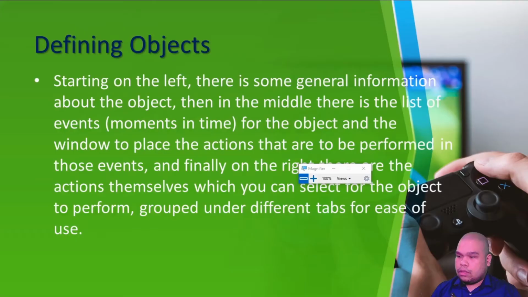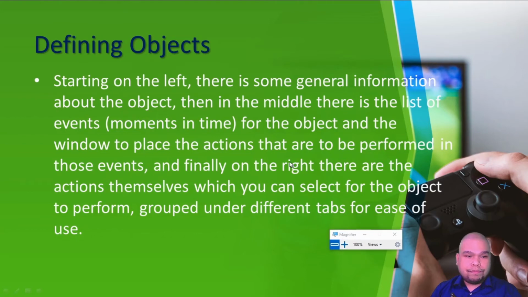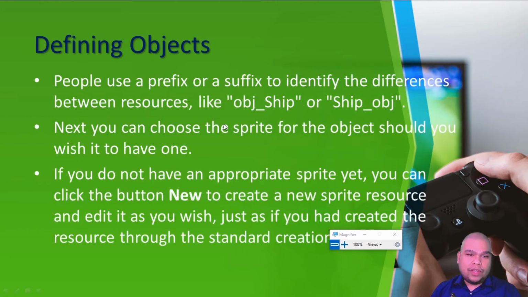So let's continue. People use a prefix or suffix to identify the differences between resources, for example, obj underscore ship. If you have a ship object, you can use a prefix or suffix. Make sure that you add the obj prefix or suffix to denote that that resource is an object.